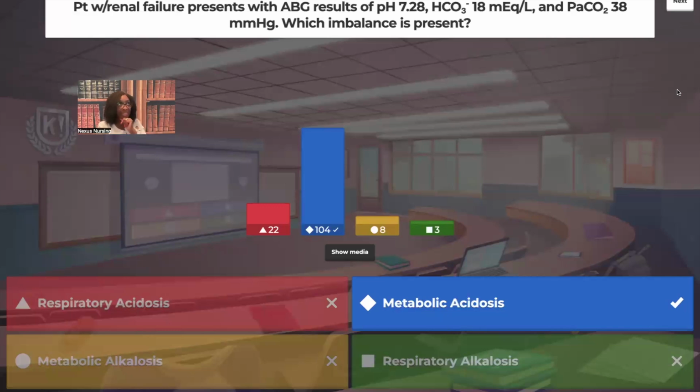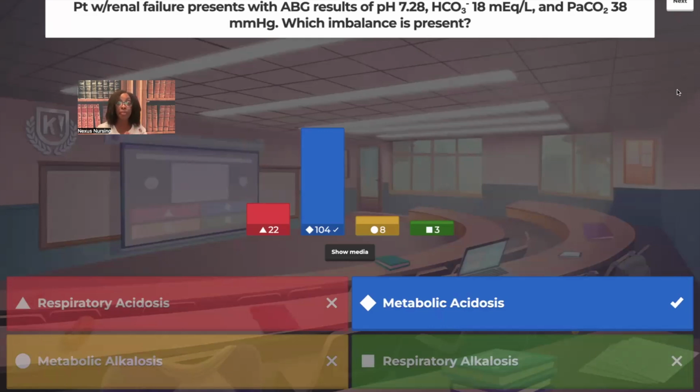Renal failure. The kidneys have failed. They're not working. What are the kidneys responsible for? The kidneys are responsible for making bicarb, alkalosis, making the patient basic. So if the kidneys that are responsible for making the patient be in alkalosis are not working, what are they going to be in? Acidosis, boom, metabolic acidosis. Before we even looked at the numbers, just seeing renal failure, we already figured out what that patient's going through. Now we can confirm our suspicions. Look at the pH.